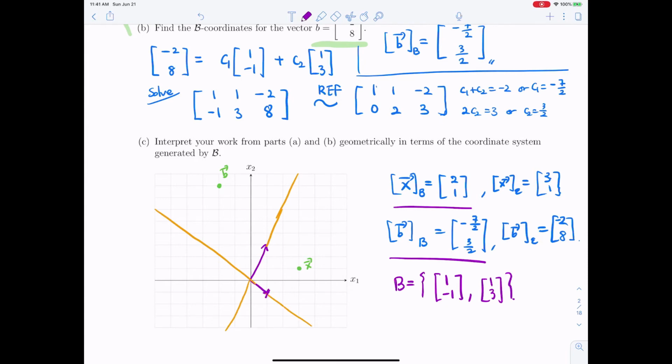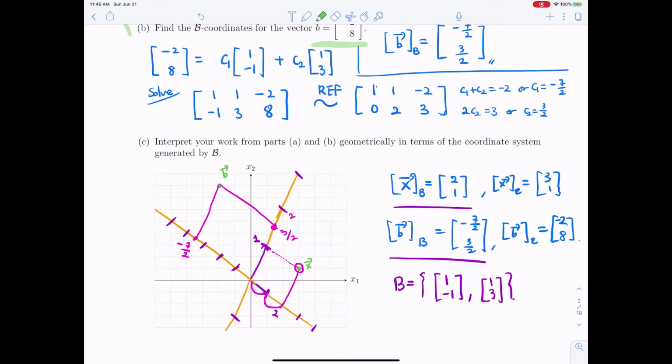And let's mark the unit as the magnitude of the basis vector inside B. So we know that the B coordinate for x is given by (2, 1). If you keep track of that information, 2 is over here and 1 is here. So if you go over by 2 and go up by 1, then we get the point x. And at the same time, -7/2 is somewhere over here, I guess, and 3/2 is located here. So (-7/2, 3/2) again gives you the same vector b as well.